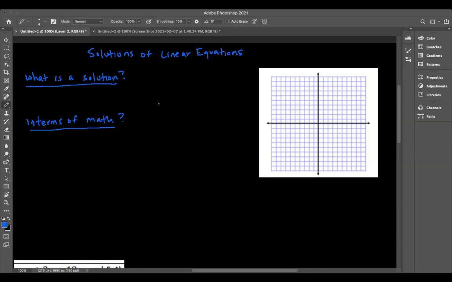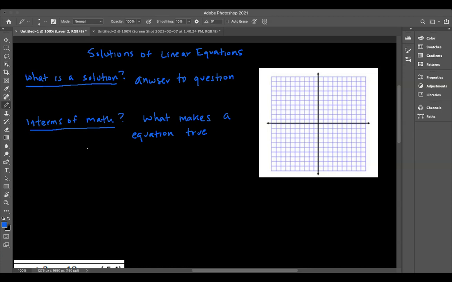So let's talk about what solutions are. I think everybody should know what the word solution means. A solution is an answer to a question. Now, what about a solution in terms of math? It's a little different. It is an answer to a question, but what question are we asking? Basically, we're asking what makes an equation true. That's what a solution is in terms of math.